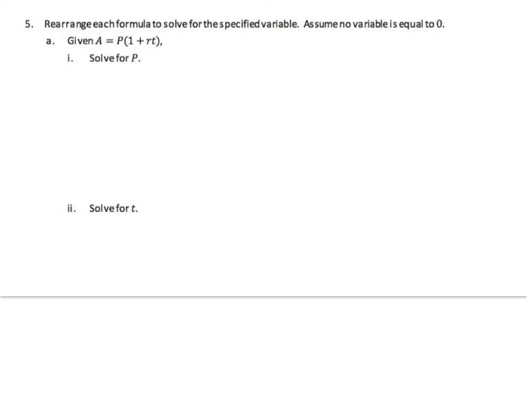Rearrange each formula to solve for the specified variable. Assume no variable is equal to 0. This right here is like what we did in lesson 18, where whenever we had a variable in the denominator, we would have to say x cannot equal 0. Here we're assuming no variable is equal to 0, so we can just solve things and not worry about the denominators. So here I'm going to solve for P.